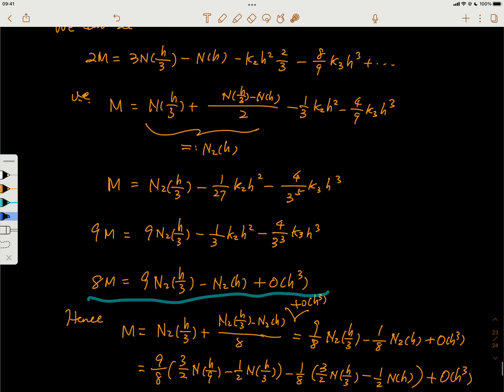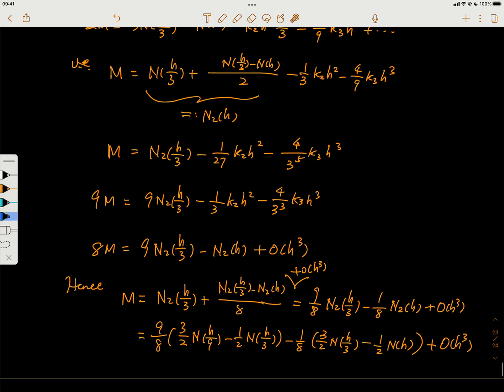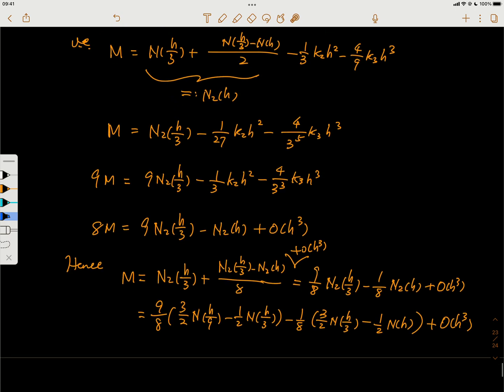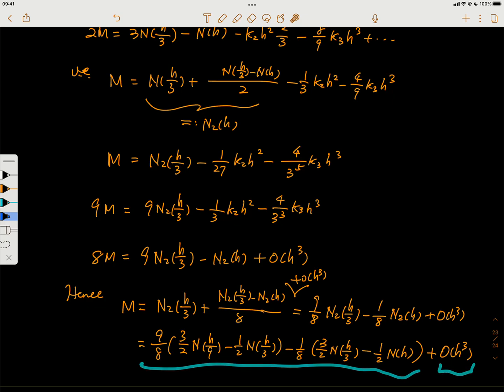Now you can see that this is the O(h^3) method, because if I can figure out these two values, I'm going to get an O(h^3) approximation. So now what we need to do is divide both sides by 8, and then recall the formula for N2. We're going to have N2(h/3) and also N2(h/3) in terms of h/3. But N2(h) depends on N(h/3), so N2(h/3) is going to depend on N(h/9). We just need to plug in those formulas we got earlier, and then we're going to end up with this plus O(h^3). So expand everything. These are the three values we can use, and it is a formula that gives us an approximation with error of order h^3.